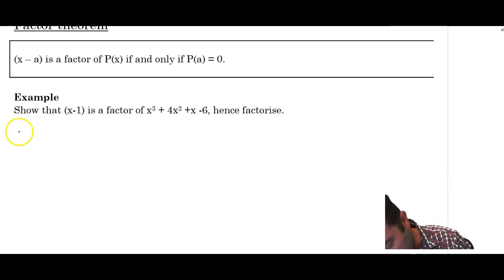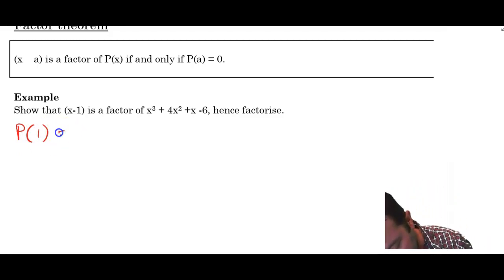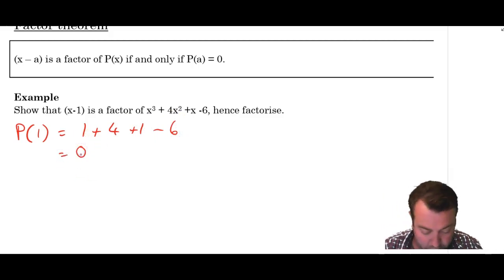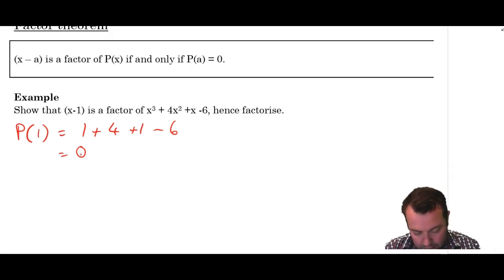Well, I'm going to say the polynomial of 1. Okay, I changed the sign of it. Is going to be equal to 1 plus 4 plus 1 minus 6 equals 0. Okay, that'll do us. That's how we show that x minus 1 is a factor of that polynomial. Hence factorize. Well, that means that I know what one of the factors of that is.